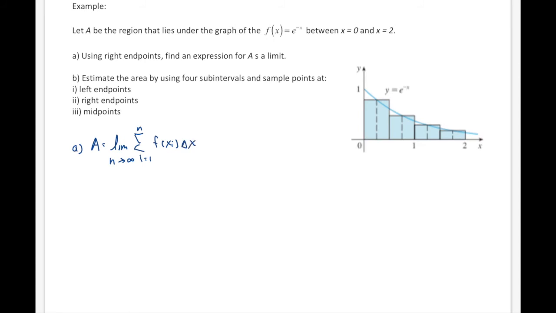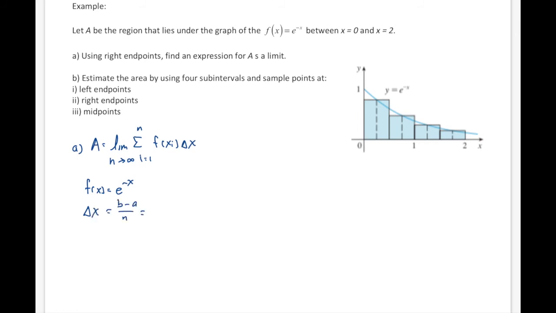Is like the worst sigma ever. If you look at my calc notebooks from when I was in college, I spent hours practicing how to make a sigma. That one's not too bad. We have that f of x is this function, e to the negative x. Delta x, remember, is b minus a over n.